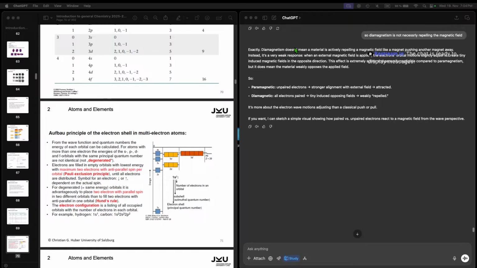Exactly, diamagnetism doesn't mean a material is actively repelling a magnetic field like a magnet pushing another magnet away. It's a very weak response. When an external magnetic field is applied, the electron orbital motion slightly adjusts to create an induced magnetic field in the opposite direction. This effect is extremely subtle and generally negligible compared to paramagnetism, but it means the material weakly opposes the field.